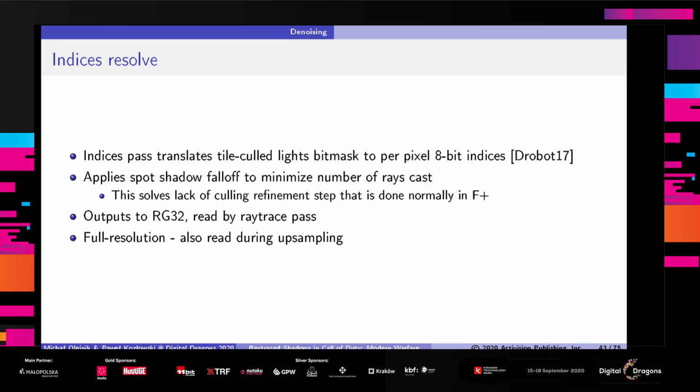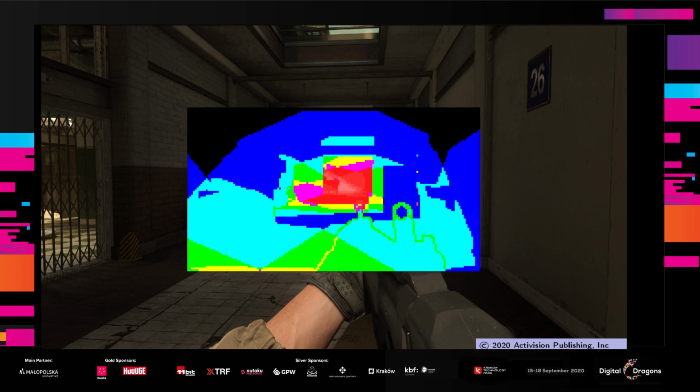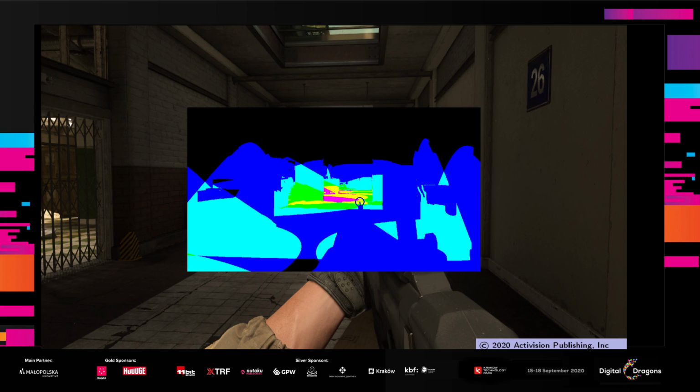It reads the light culling bit mask, applies falloff, and writes to an intermediate RG32 UAV, which is later read by the raytraced pass and also the upsampling pass. And because of the upsampling pass, we output indices in full resolution, so we can upsample properly without artifacts. For example, this is the output of our tile culling system. You can see a heat map of the number of lights on a per tile basis. And here is what happens after applying the spot shadow falloff. The effective light count is much smaller.